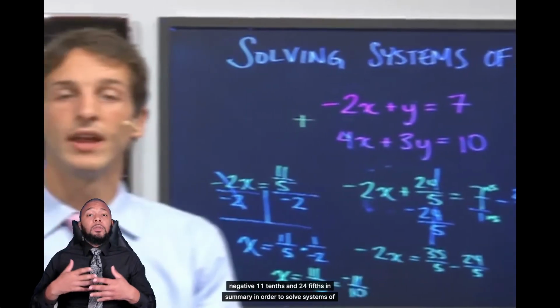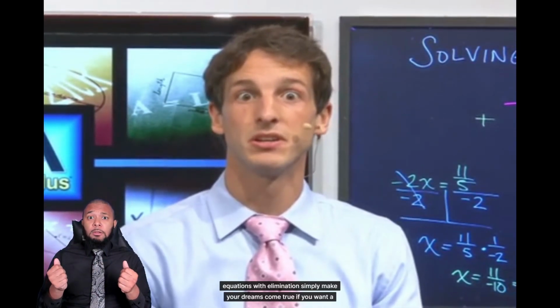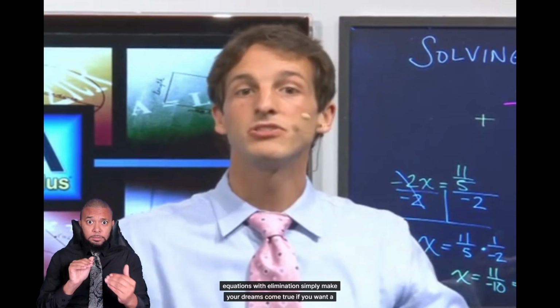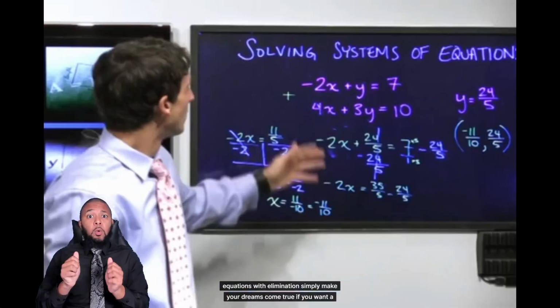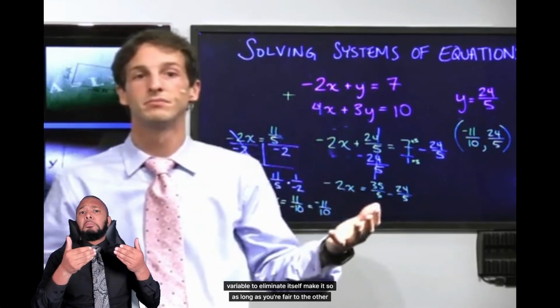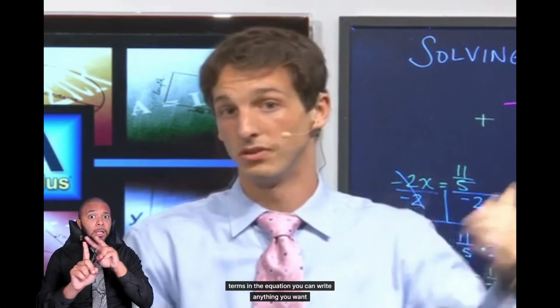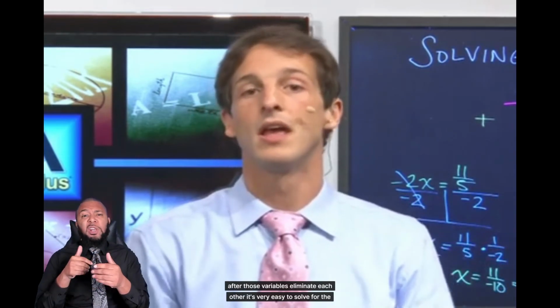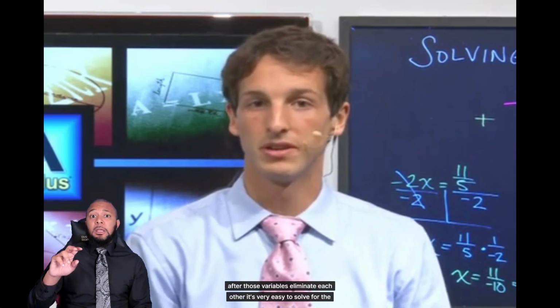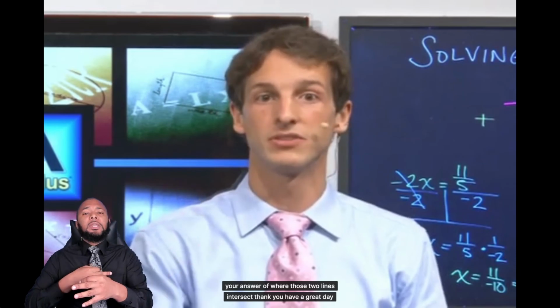In summary, in order to solve systems of equations with elimination, simply make your dreams come true. If you want a variable to eliminate itself, make it so. As long as you're fair to the other terms in the equation, you can write anything you want. After those variables eliminate each other, it's very easy to solve for the other variable. Input that variable into either equation, and you will get your answer of where those two lines intersect.